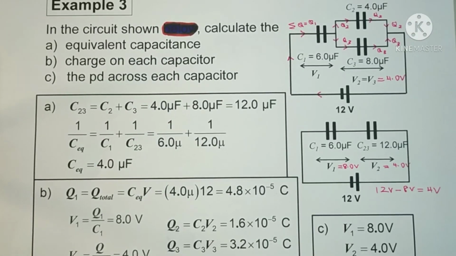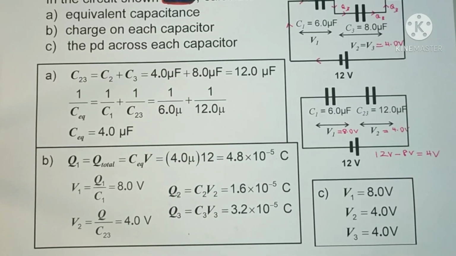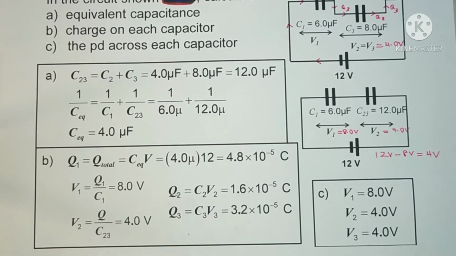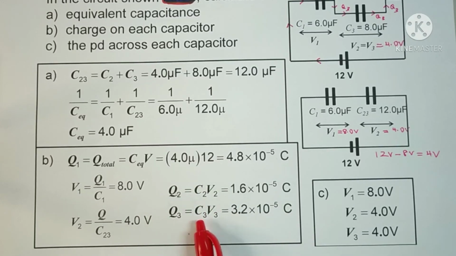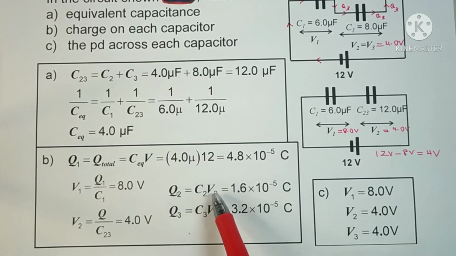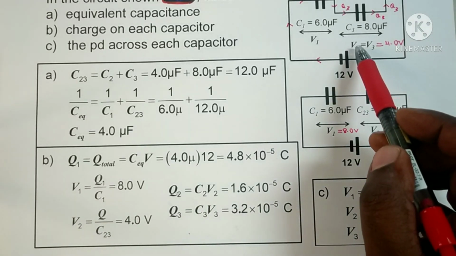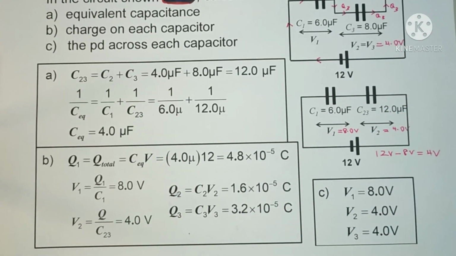Once we settle all the technical parts in the circuit, then you can answer section B and section C easily. For section B, the charge on each capacitor. Q2 is equal to C2 times V2 and Q3 is equal to C3 times V3. V2 and V3 are equal to 4.0 volt. Hence the charge Q2 is 1.6 times 10 to the power negative 5 coulomb, and the charge for Q3 is 3.2 times 10 to the power negative 5 coulomb. Simple like a bubble without giving you any trouble.